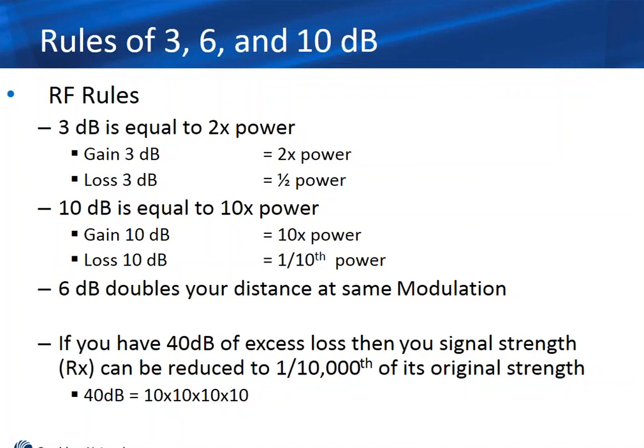And if I was going to cut the distance in half, I could lose 6 dB and still get the same results. Okay? And then, of course, the decibel system is an additive system. If I'm down 40 dB, that's the same thing as being 10 plus 10 plus 10 plus 10. But when we equate that back to the digital world, that means we're actually dividing by 10 times 10 times 10 times 10. So if I have 40 dB of loss on my link, I've reduced my power to 1/10,000th of the original signal strength.